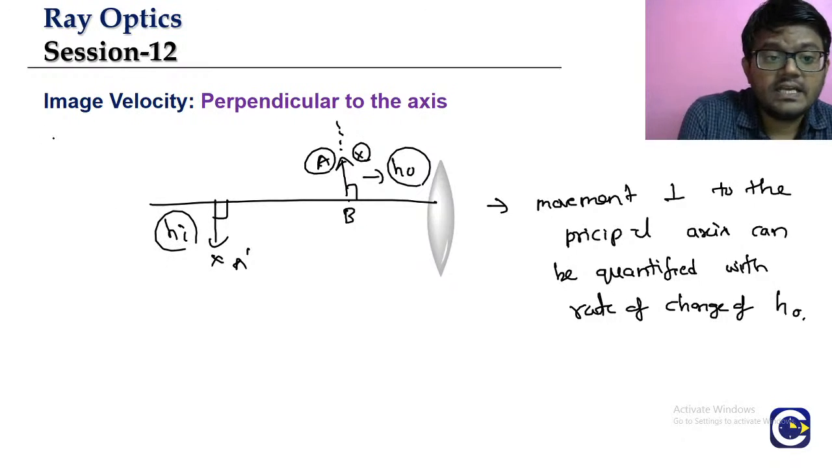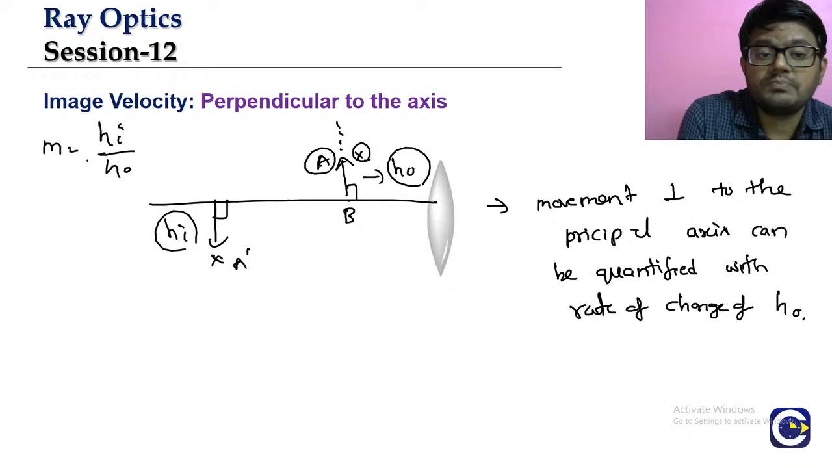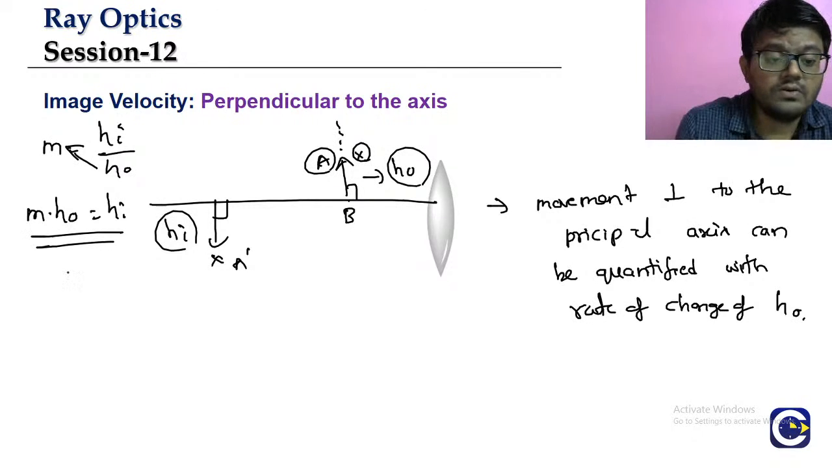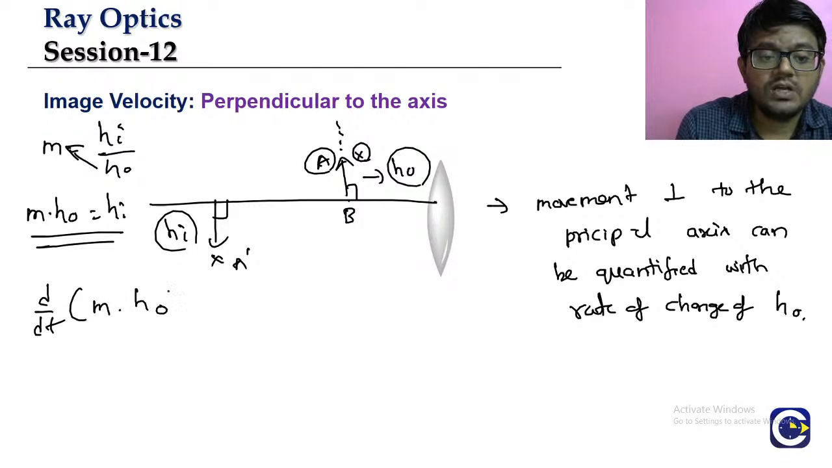What is the relation? Magnification factor is equal to height of the image by height of the object. Means magnification factor into height of the object is equal to height of the image. Now take a derivative. Magnification factor into height of the object is equal to the derivative of the height of the image.